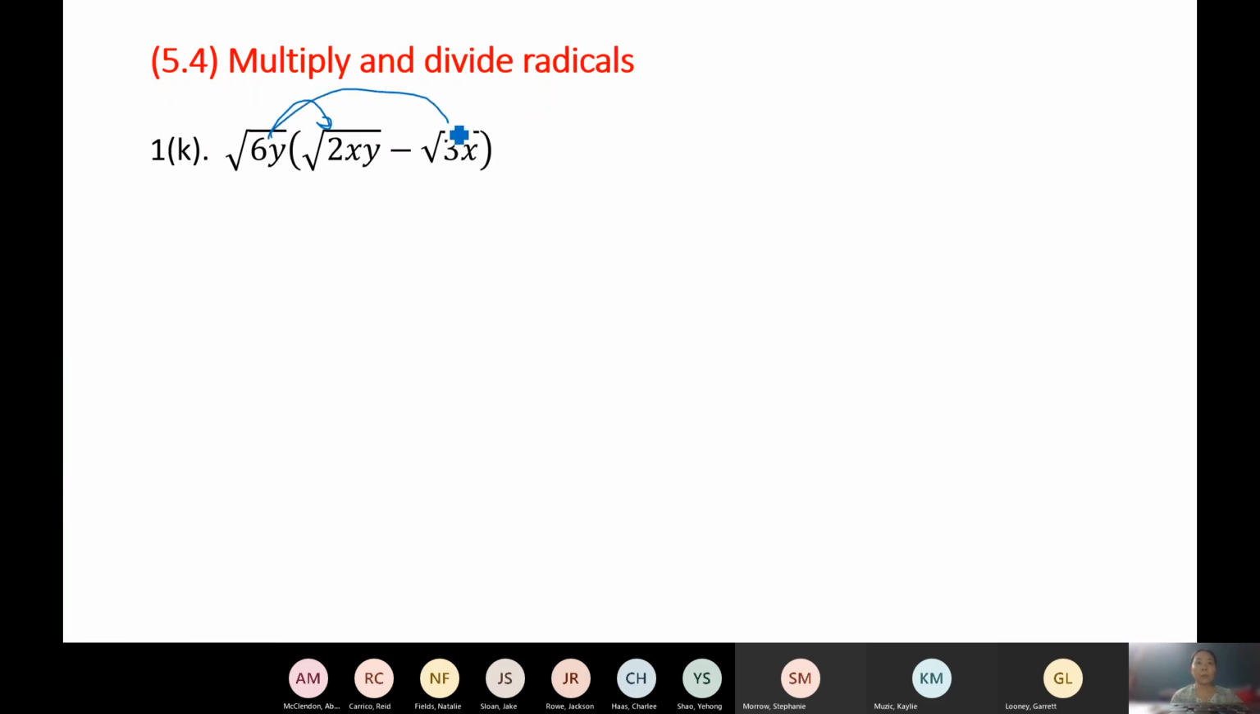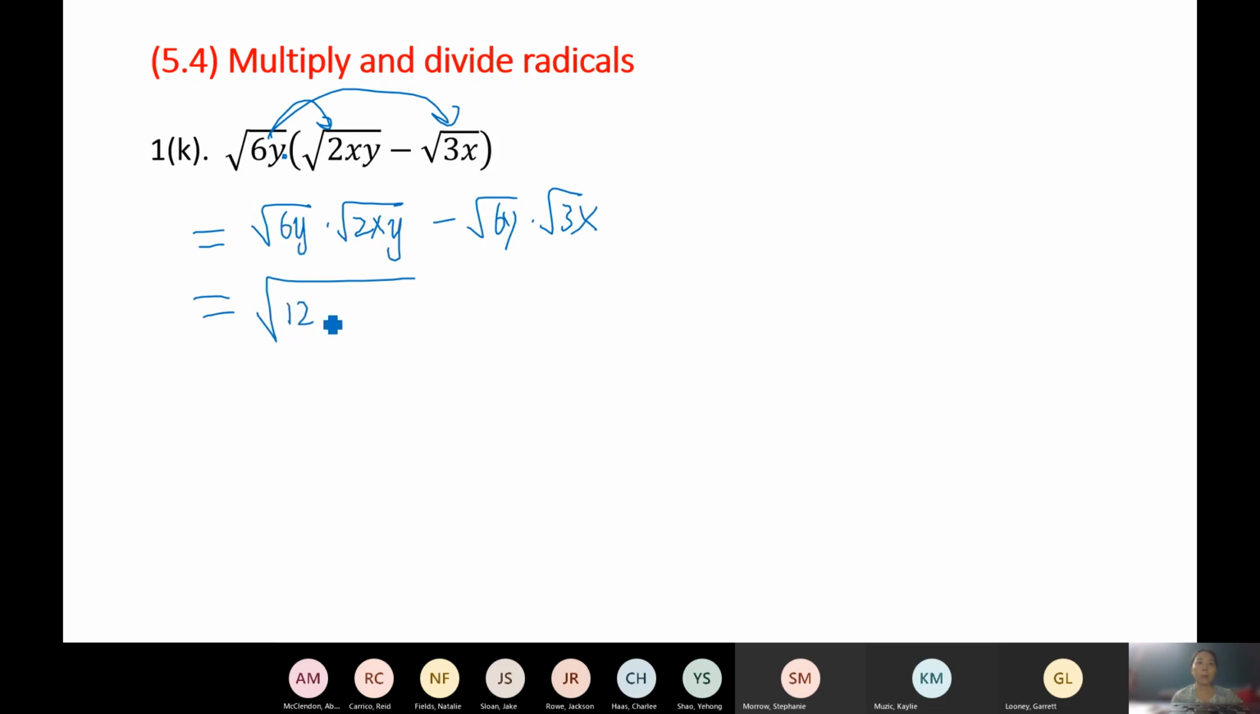So you just distribute. Because multiplication outside, subtraction inside parentheses. So when I multiply these two, now this step can be omitted. I'm slowing down here to show you all the steps, but you can skip this one. And when you multiply, you will have 2 times 6, 12, xy squared minus 18xy.